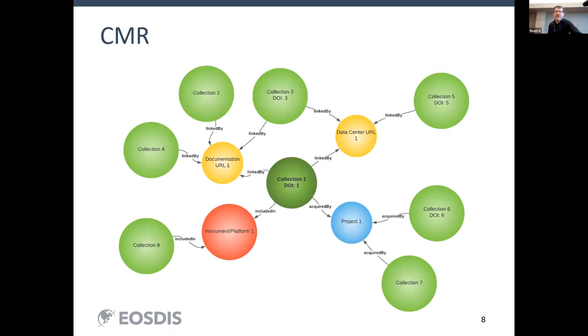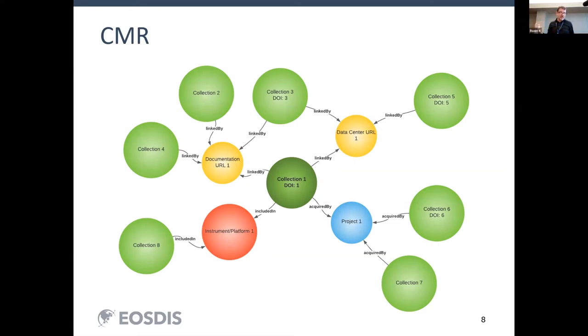If you've ever heard me talk about graph before in any context, at a conference, just in a corridor, I am fascinated by graph traversal. It's the greatest thing ever. So indulge me. This is a representation of CMR's knowledge graph derived from collection metadata. In the green, we've got various collections, and then we have documentation URLs, data center URLs, information about instruments and platforms, projects, and they're all connected.